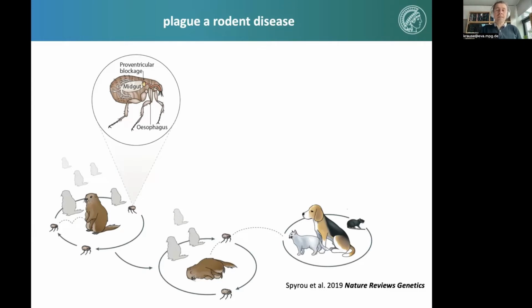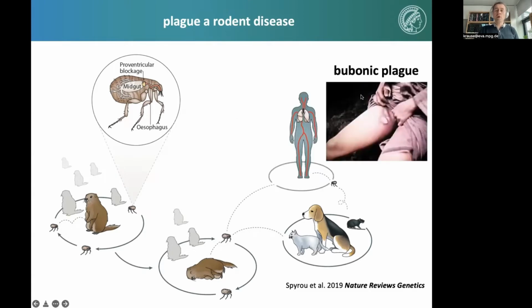So if humans get bitten, the bacteria then travel through the lymph system into the lymph nodes. In the lymph nodes, they cause an infection that turns the lymph node big. It becomes a bubo. That's why it's called bubonic plague. And then through the lymph system, they also travel into the organs and cause multi-organ failure, necrosis. Hands and feet turn black. That's why it was called the Black Death in medieval time.